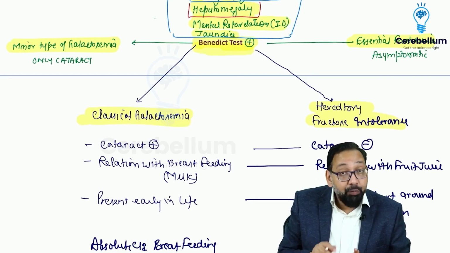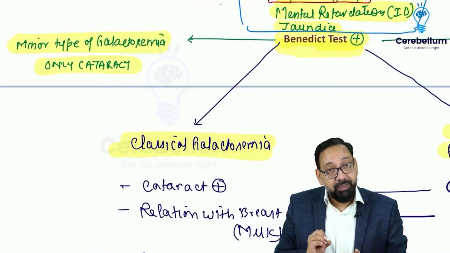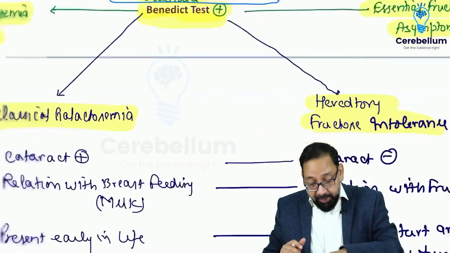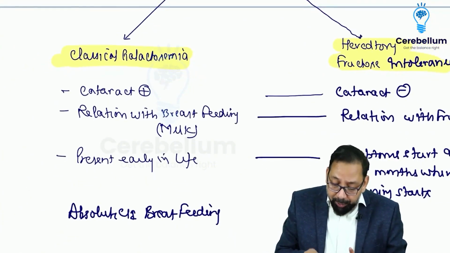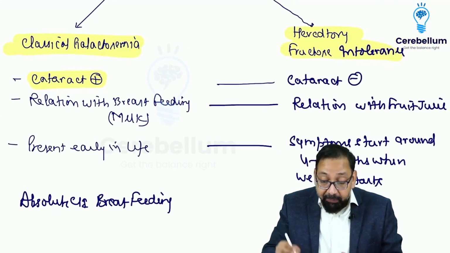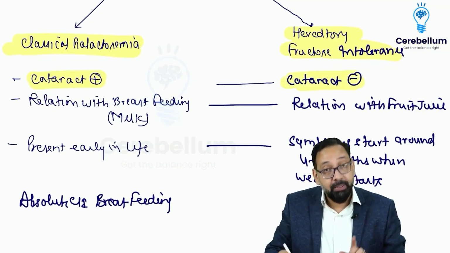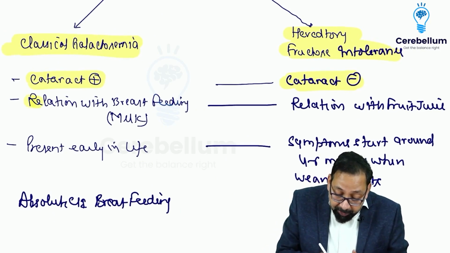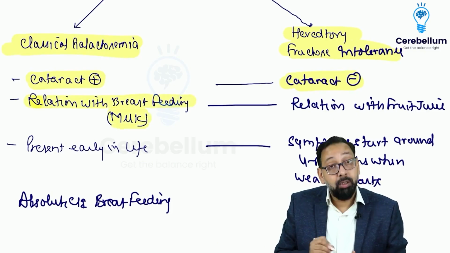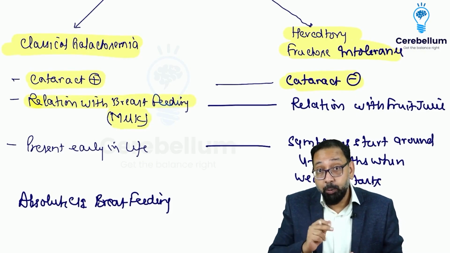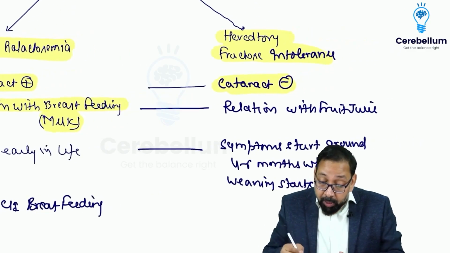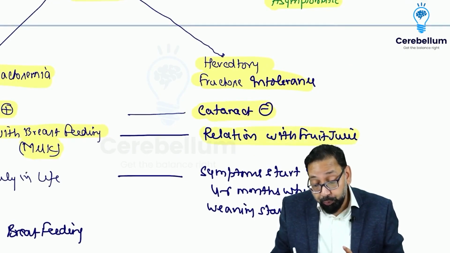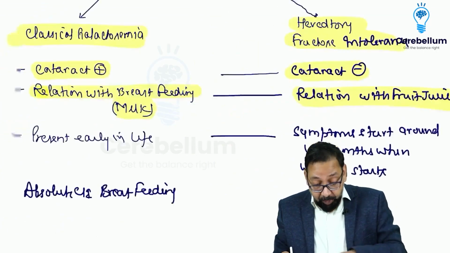In minor type of galactosemia, only cataract would be there. In essential fructosuria, the patient would be asymptomatic. In classical galactosemia, oil drop cataract would be there, while in hereditary fructose intolerance cataract would be absent. Differentiating point: in classical galactosemia, there would be a relation with breastfeeding, milk, because milk has lactose. Lactose is made up of glucose and galactose. In hereditary fructose intolerance, there would be a relation with fruit juice. Fruit juice has fructose.